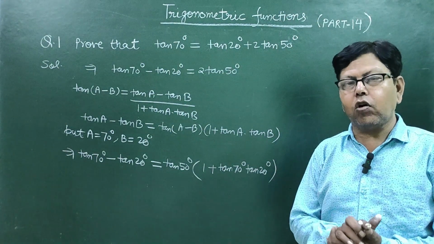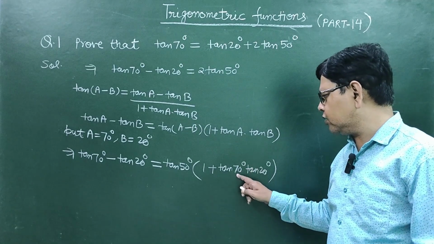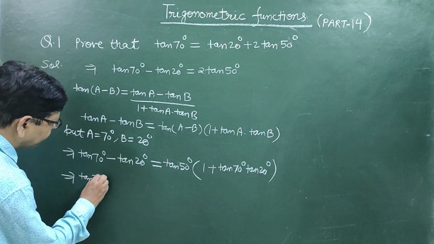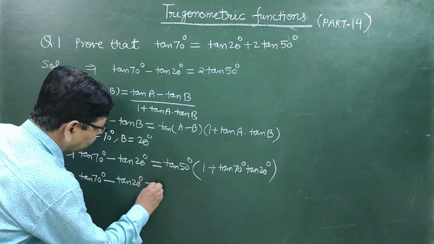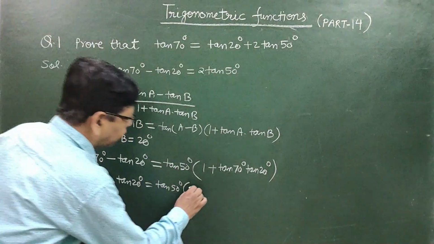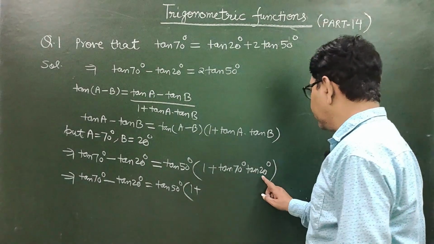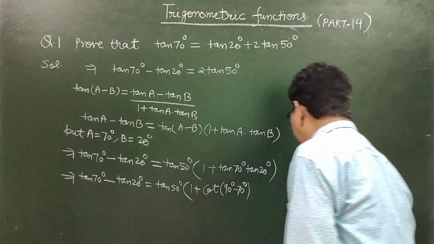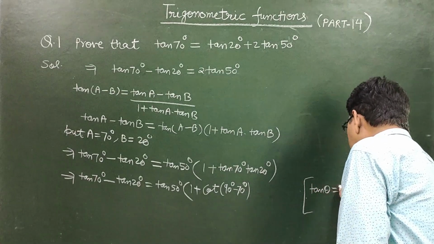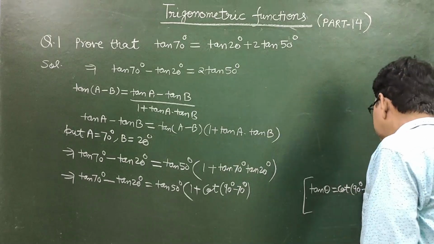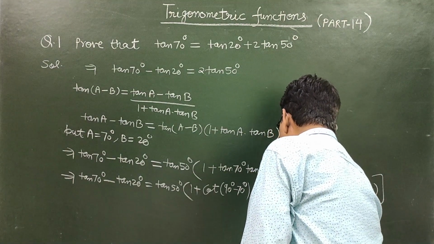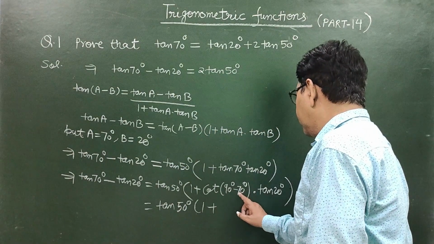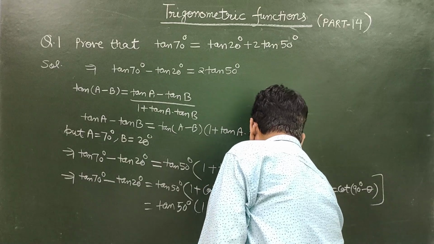70 degree and 20 degree angles are complementary angles, means their sum is 90 degree. So I can change either tan 70 or tan 20. This implies that tan 70 degree minus tan 20 degree is equal to tan 50 degree into 1 plus, and here I can change either tan 20 or tan 70. We know that tan theta is equal to cot 90 degree minus theta. So tan 50 degree into 1 plus cot 90 minus 70, which is cot 20 degree, into tan 20 degree.